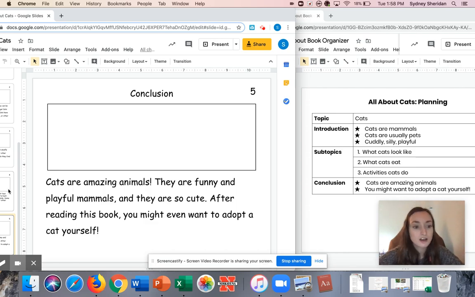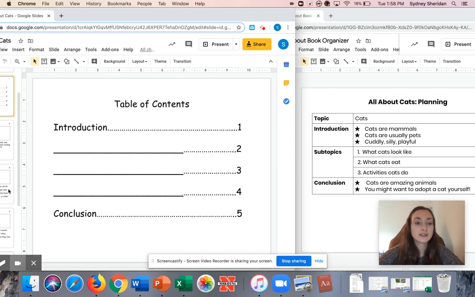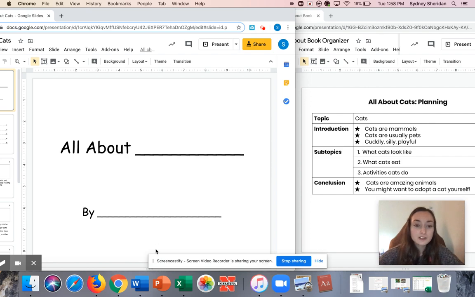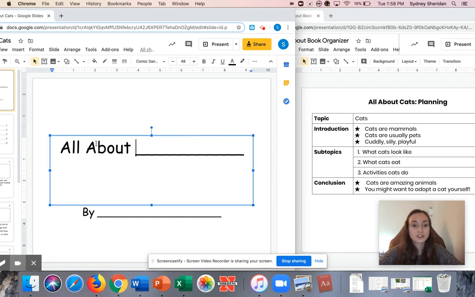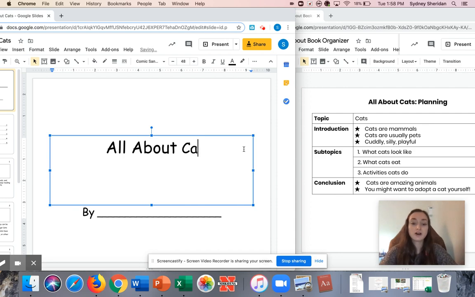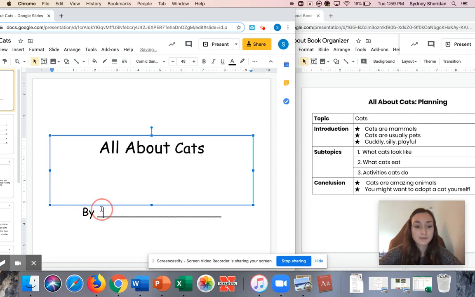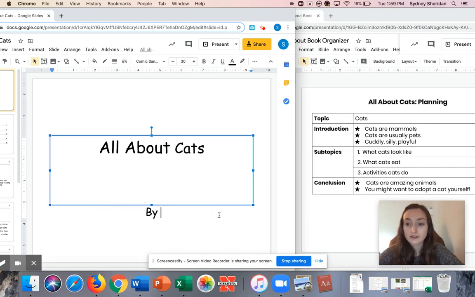With lots of details. And the next thing I want us to do for today, one more thing, is if you go all the way to the beginning of your template. So we have this first page here, which says all about blank. So I want you to fill in what your topic is all about. Mine was cats. And then it says by, and it has a blank because you are the author of your own book, right? So I'm going to write by Miss Sheridan, and you should write your own name on that blank.